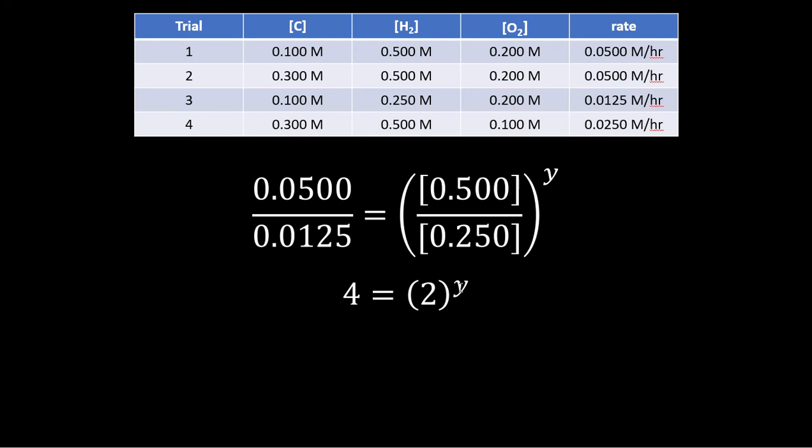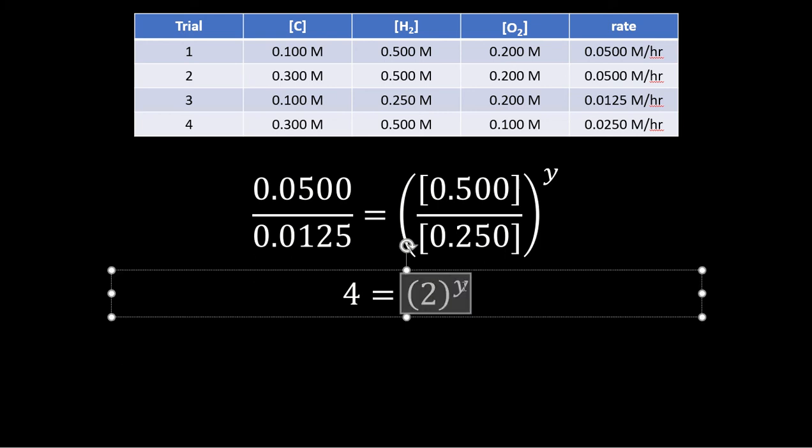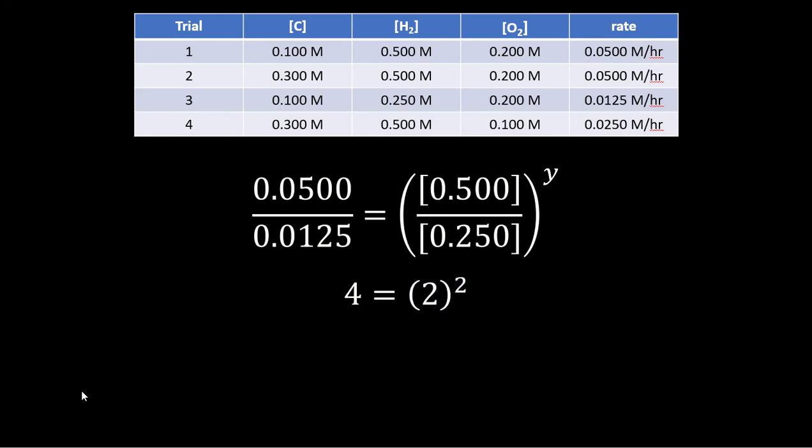Well, in this case, 2 raised to what power equals 4? Well, 2 raised to the second power. Therefore, our rate order for our molecular hydrogen component is going to be 2. Molecular hydrogen is second order for this chemical reaction.